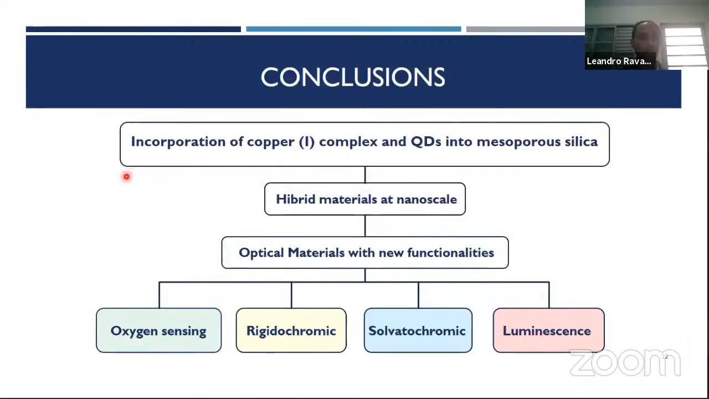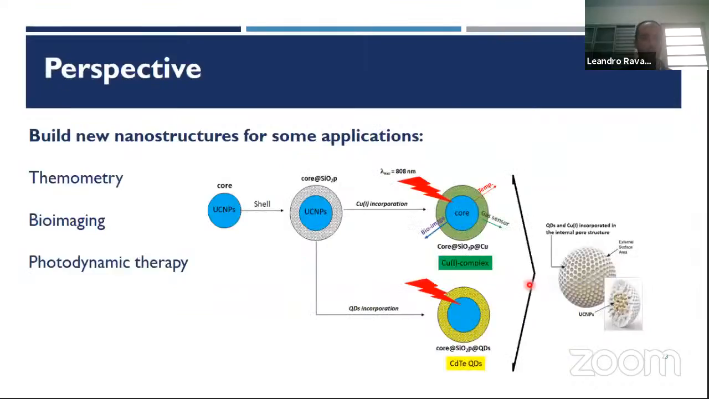For the conclusions, the incorporation of a copper complex and quantum dots into mesoporous silica gives us new materials with new functionalities, like oxygen sensing, rigidochromic and solvatochromic effects, and luminescence. The next step is to build up-conversion nanoparticles with a mesoporous silica shell to incorporate the copper complex and the quantum dots to get multifunctional nanoparticles for thermometry, bioimaging, and photodynamic therapy too. This is our next step.